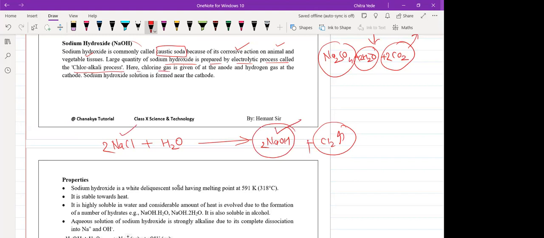Here chlorine gas is given out at the anode, and hydrogen gas at the cathode. So hydrogen gas is also released. When water breaks, we can write twice here, and here we can write H2 also. Now we have 2 oxygen, hydrogen 4, 2 in the form of gas, and 2 H. Now the reaction is balanced. Hydrogen and chlorine gas are liberated, and the main product that we form is sodium hydroxide. Sodium hydroxide solution is formed near the cathode.